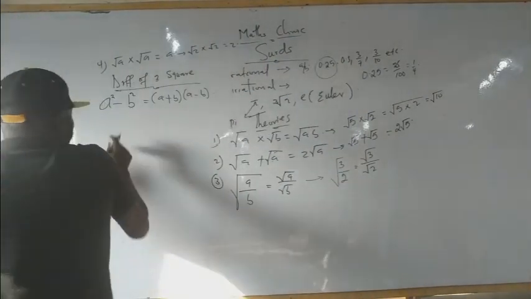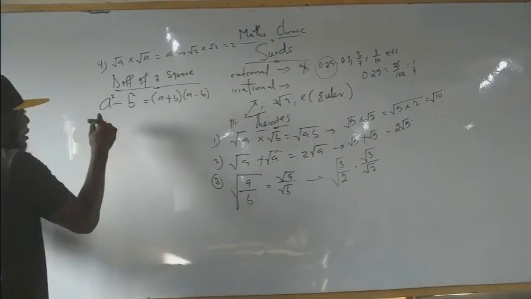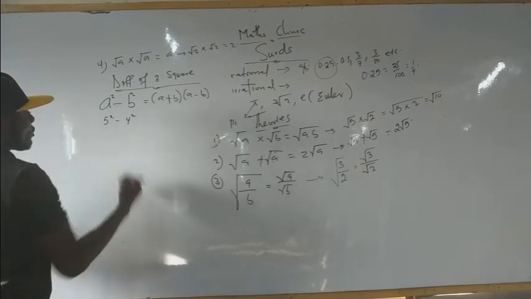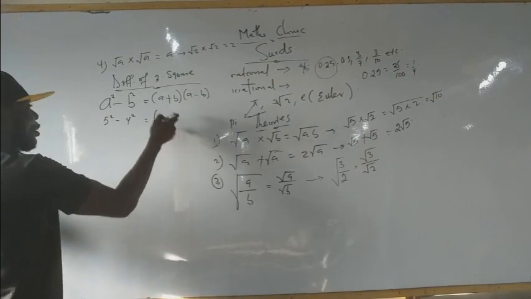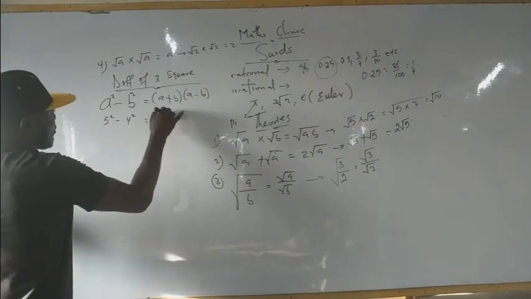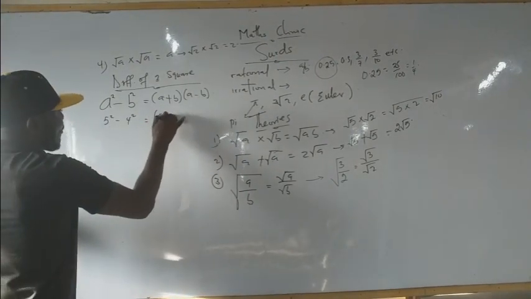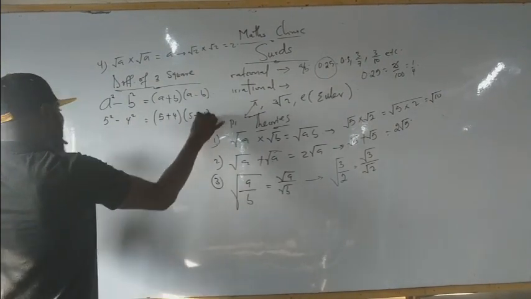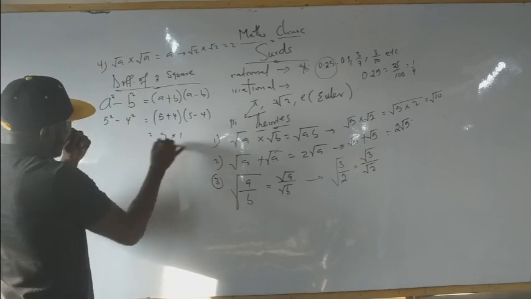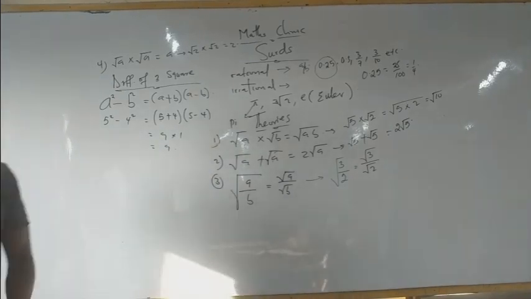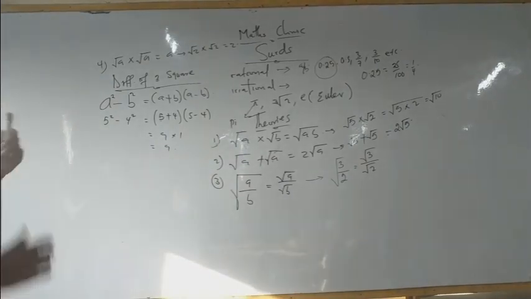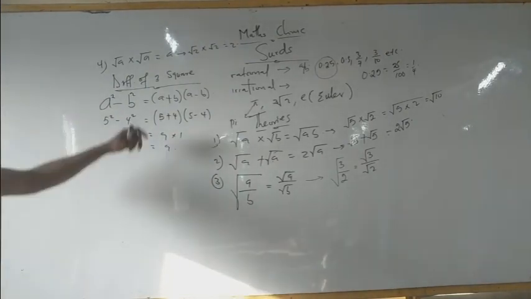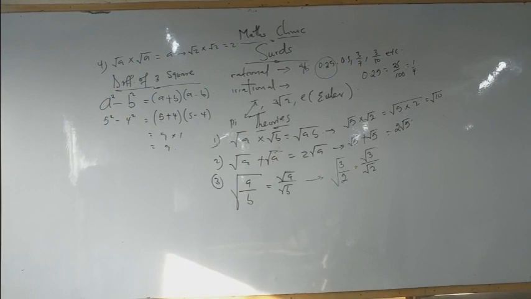Let's just look at one example. If you have 5 squared minus 4 squared, what would this be? Following the same rule, that will be (5 plus 4)(5 minus 4). This will give you 9 times 1, that is 9. Okay? This is difference of 2 squares. And if you square this, 5 raised to the power 2 is 25, 4 raised to the power 2 is 16, and 25 minus 16 will give you 9.